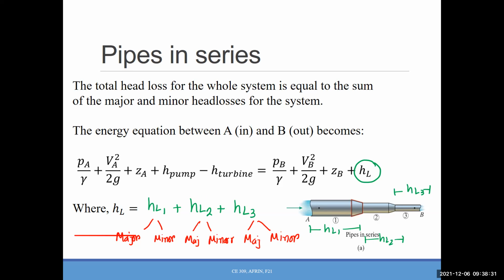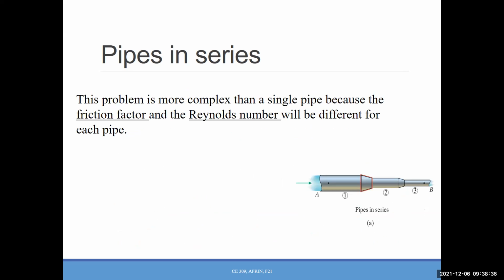Now, before I go to the next one, for each pipe, since the velocity is different and the diameter is different, the friction factor and Reynolds number for each pipe will be different also. And that is the clumsy part. It will take more time if we don't know the friction factor. Okay. Other than that, all the calculation steps are the same.